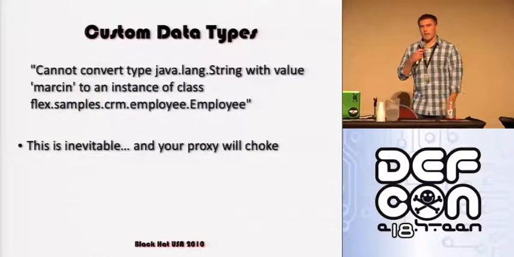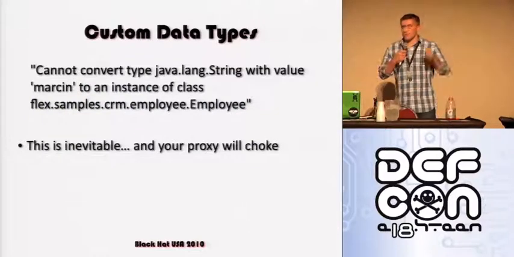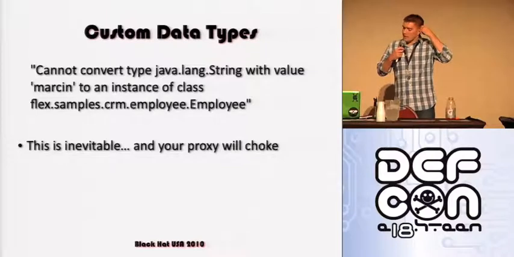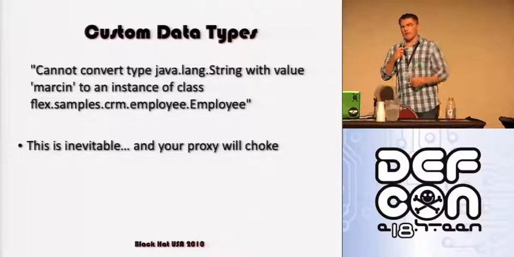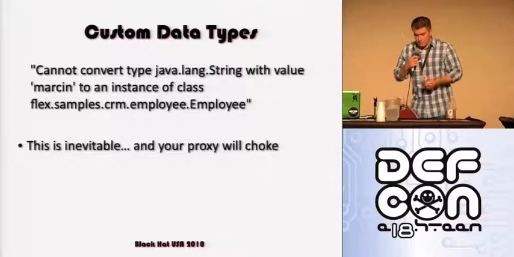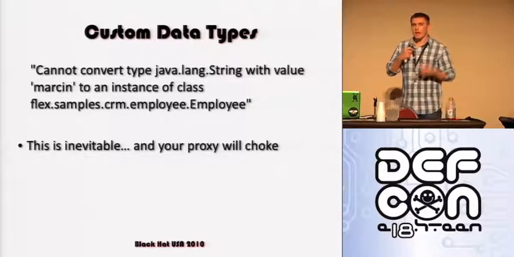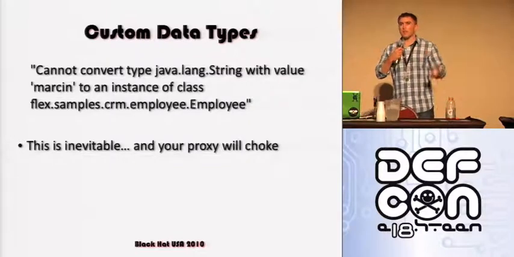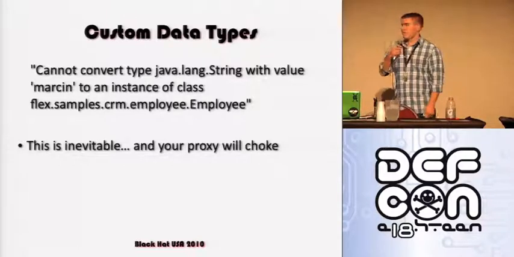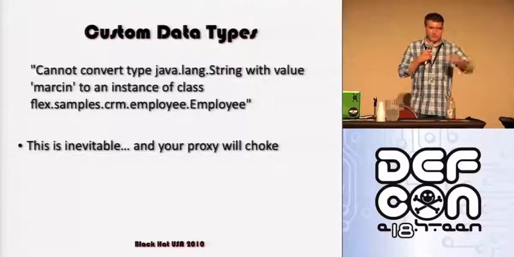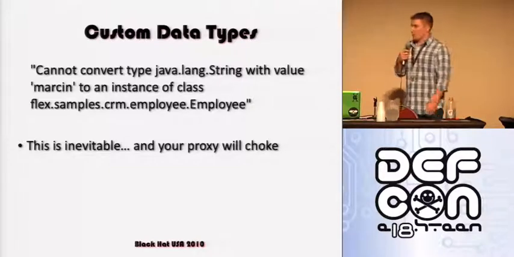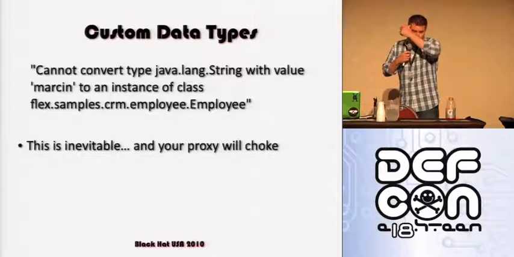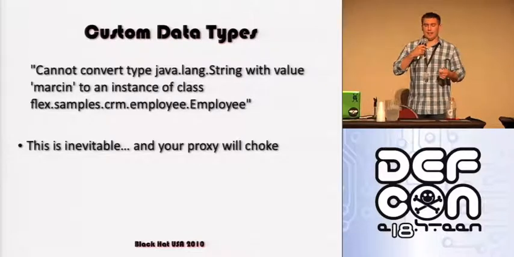When testing Flex apps, you're probably going to run into cases where, when you're sending a value, it's not the correct type. So you might have some custom object, like an employee object in the Flash client that's being sent over the wire to the remoting server. And just passing a string or a Boolean as that is not going to work. So when this happens, your proxy is not going to understand the structure of that object. It's going to choke when it tries to deserialize it.